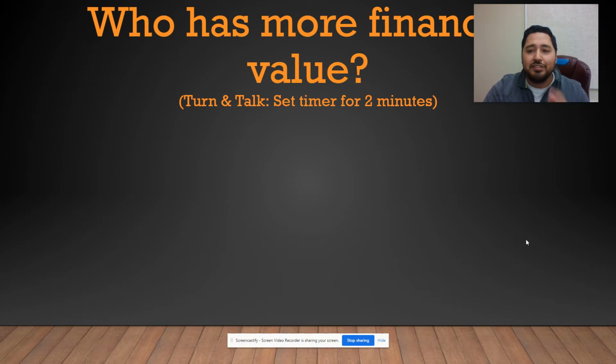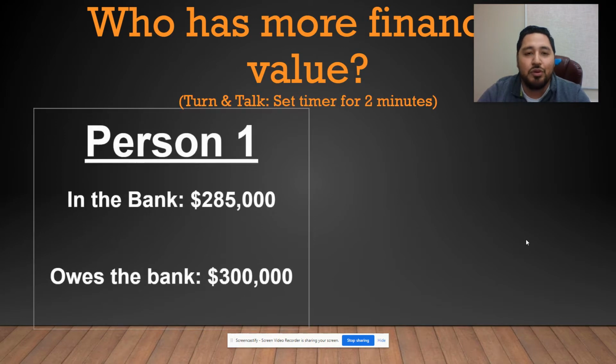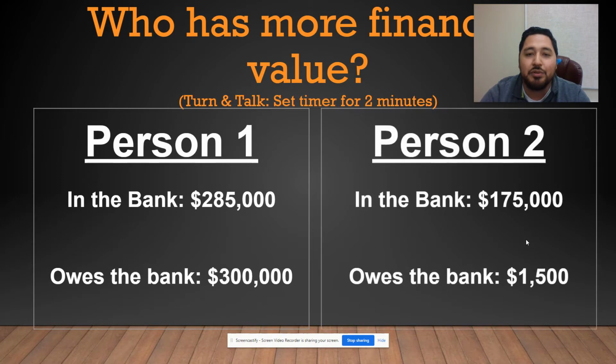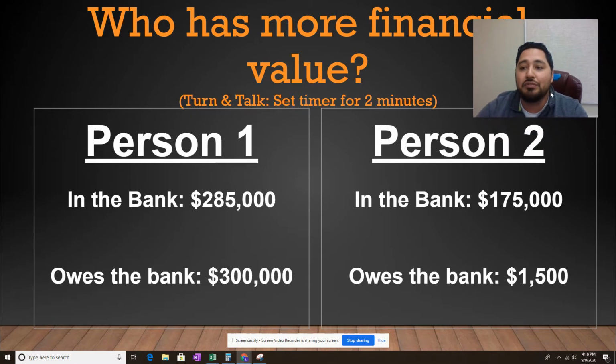So here's an example of why it's important. So who has more financial value? Excuse the turn and talk. This is for an actual classroom. Who has more financial value? Is it person one who has $285,000 in the bank and they owe the bank $300,000? Or is it person two who has $175,000 in the bank and owes the bank $1,500? I encourage you to pause this video and think for yourself, who do you think has more financial value?